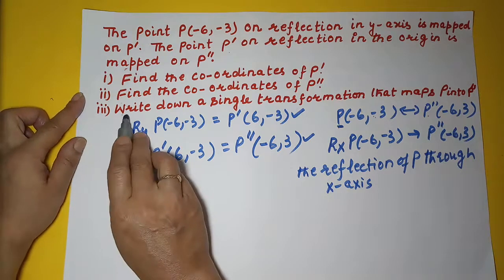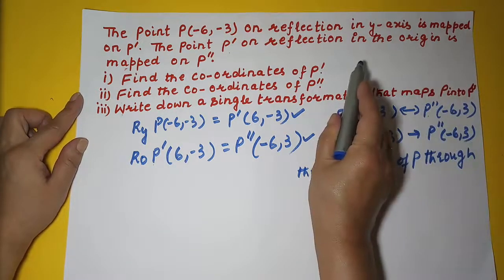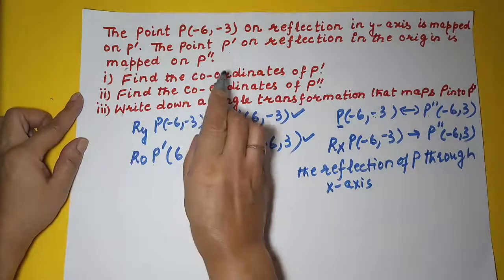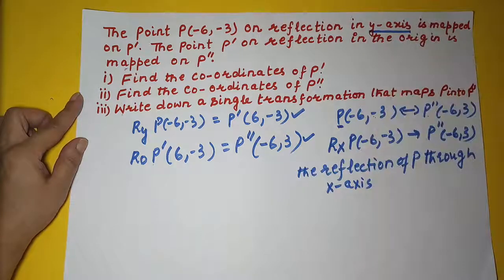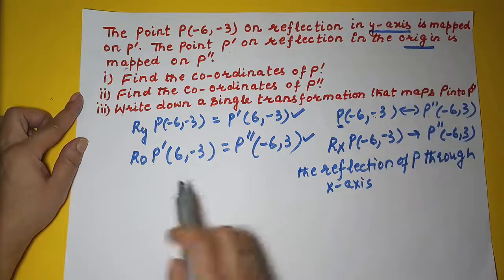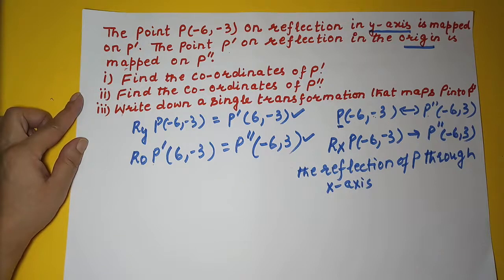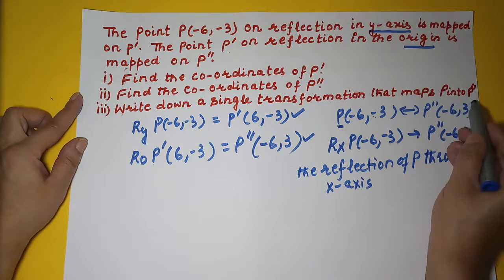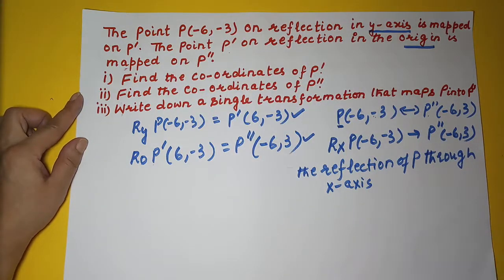That's what this means. Write down the single transformation. Here we have mapped P into P double dash through two reflections. First through the y-axis and then through the origin. But we can directly, in a single transformation, map P into P double dash. How? By reflecting P through the x-axis.